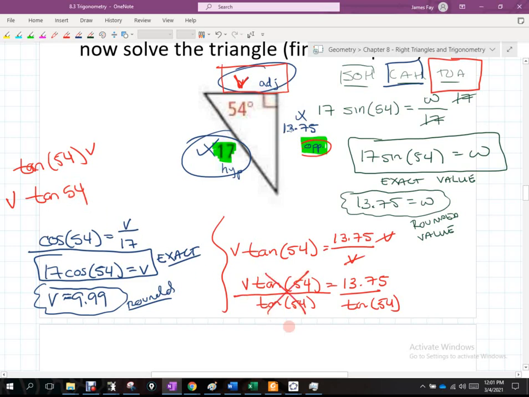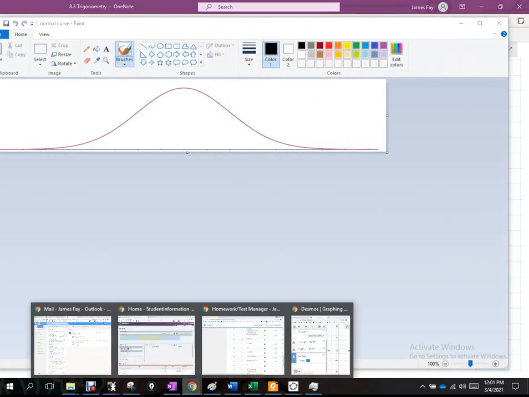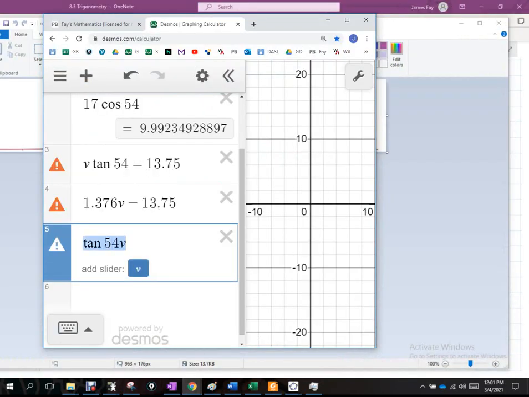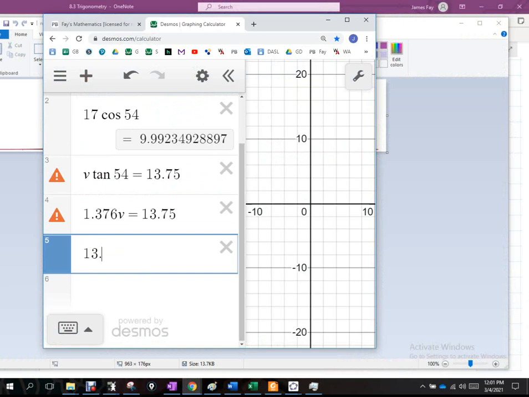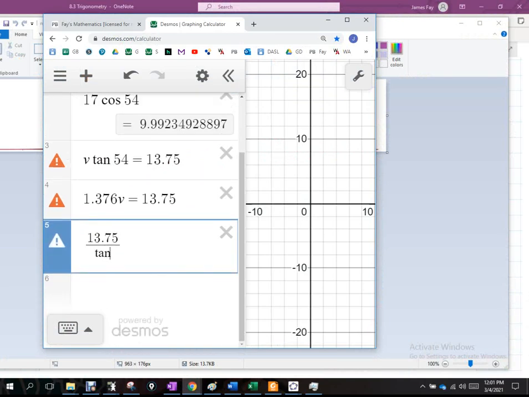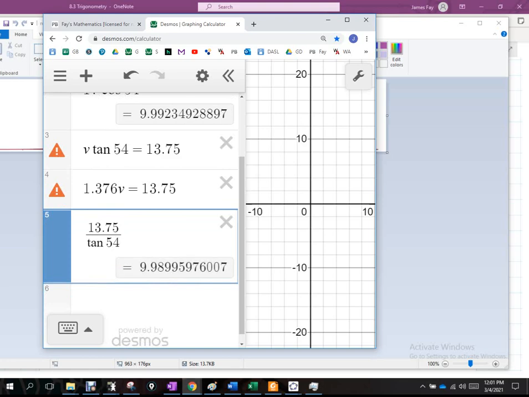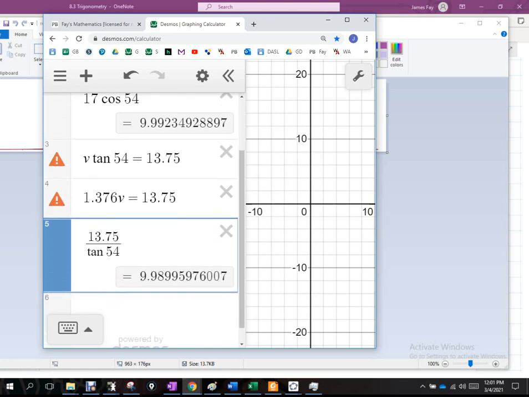So these will cancel, leaving me v equals 13.75 divided by tangent of 54. So let's go to our calculator. 13.75 divided by tangent 54. I get that number.